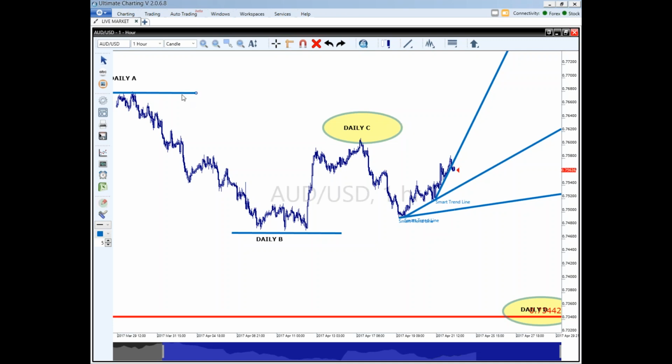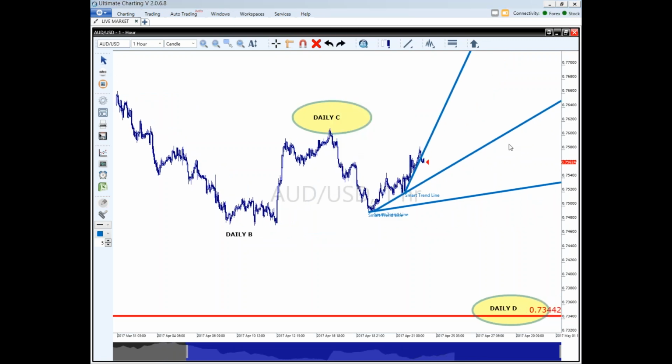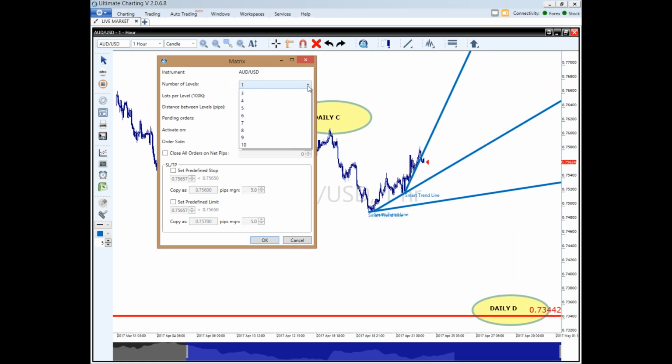So how do I input that information? Well, let's go ahead and do that, because what we're going to do is right-click on our charts, and right there where it says Matrix, open it up, and here's the Australian dollar. Josh will teach you more about different levels. I'm going to put 10 levels here just to go ahead and show the demonstration.